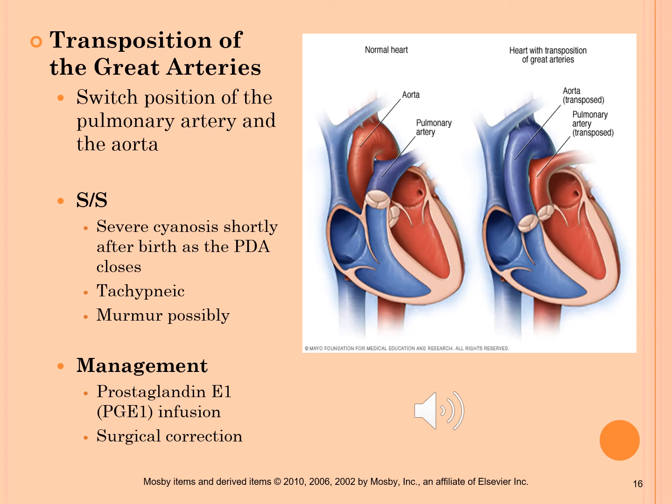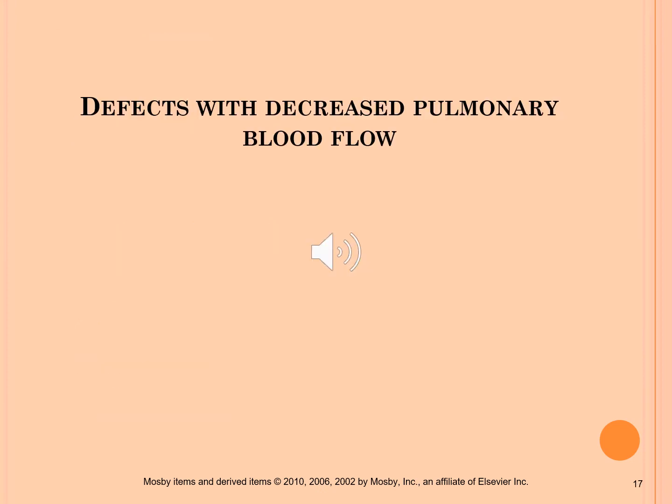So big takeaways from this. Again, if the PDA closes, we have two separate circulating systems. It's incompatible with life. We need the PDA to stay open. In order for that to stay open, we need to give them a prostaglandin infusion until they can get to surgical correction.